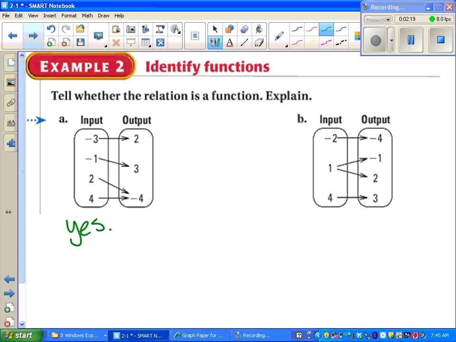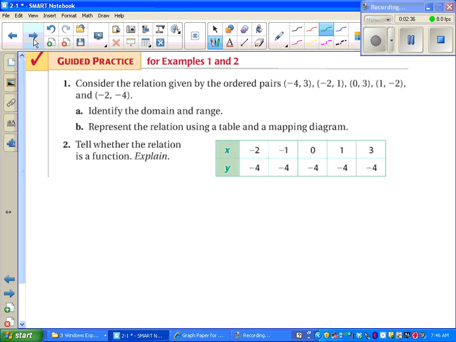Part B has a problem. One of the inputs points to 2 outputs. If that happens even one time, we say this is not a function. And for our explanation, we would just put that in words. We would say one of the inputs points to more than one output. And that would be good enough. At this point, you can pause the video and try the guided practice on your own, or you can do those later.